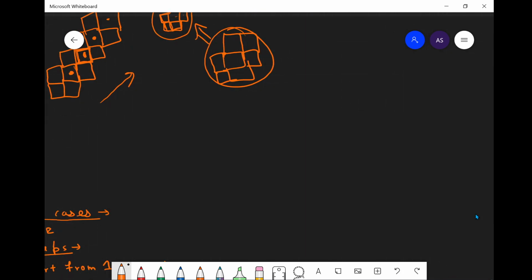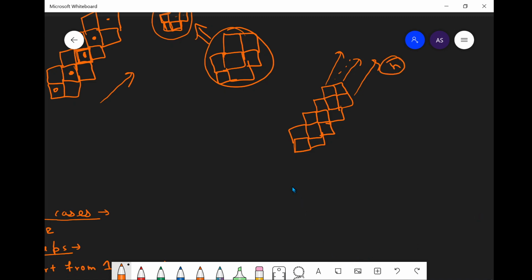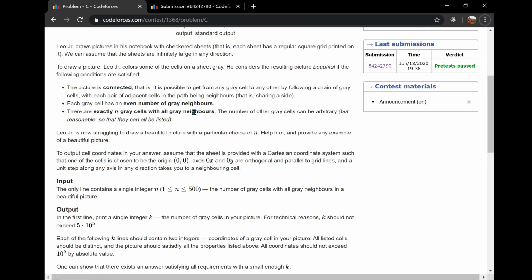Now if I want to generalize it for any n, we would be starting from this point over here and then growing upwards like this. And then for this also, and similarly we would be growing in three directions, this also and in this also, and we will reach any n. So now let's see how I coded it.